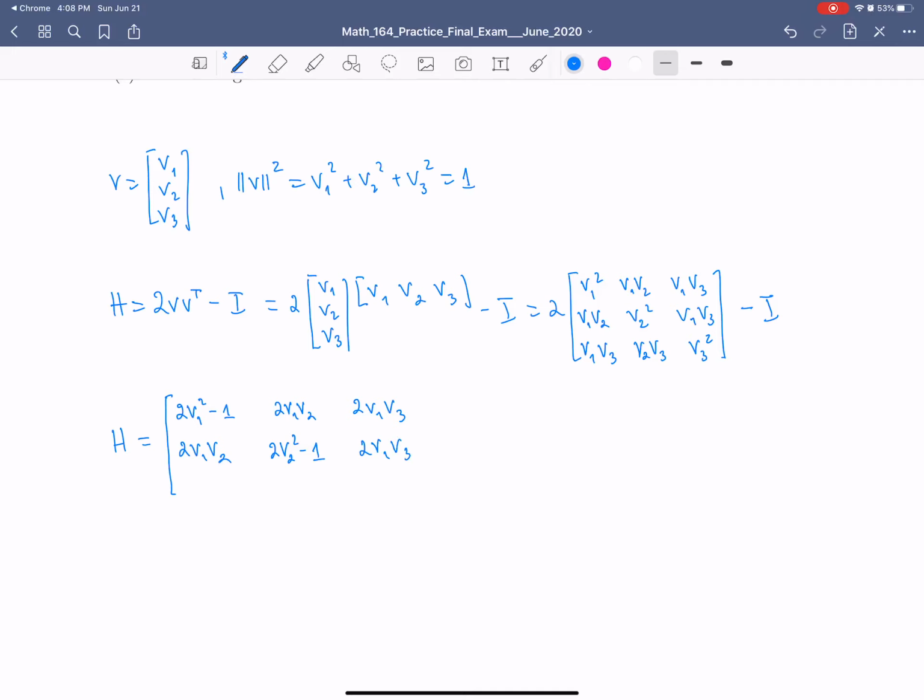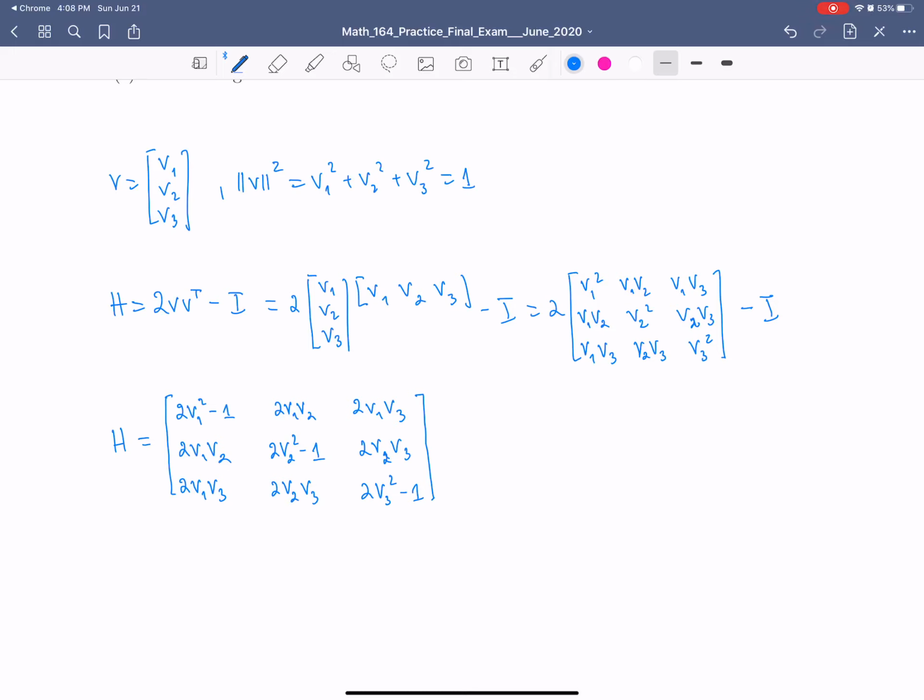2V2 V3. Oh no, that's a mistake. That should be V2. Yeah, that's a V2 V3. Yes, that should be V2 V3. The rest is good. Then 2V1 V3, 2V2 V3, and 2V3 squared minus 1. So this is the matrix H, okay?